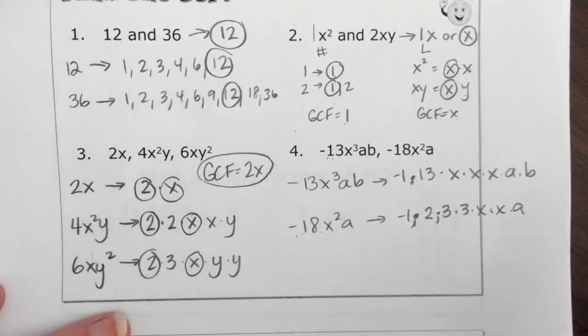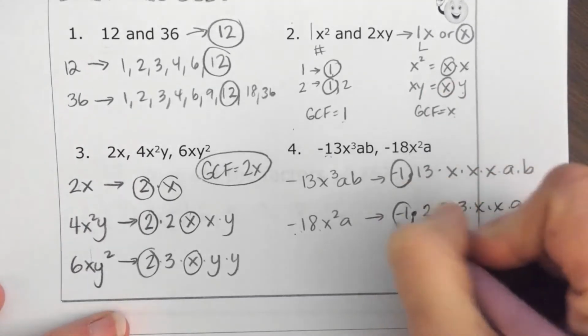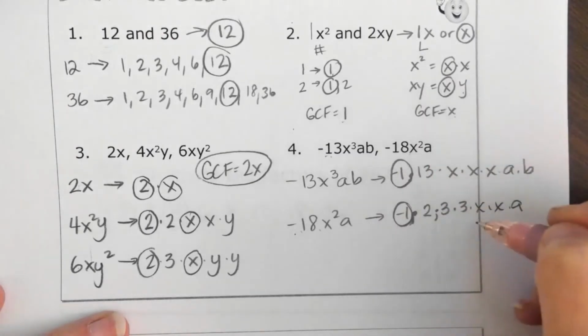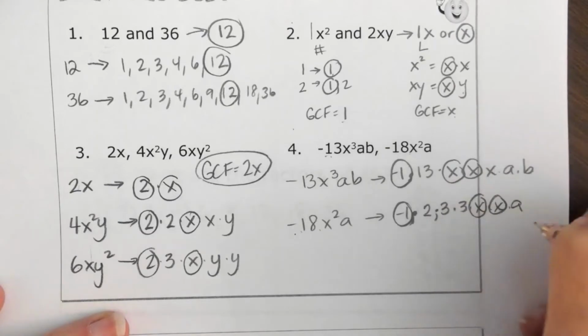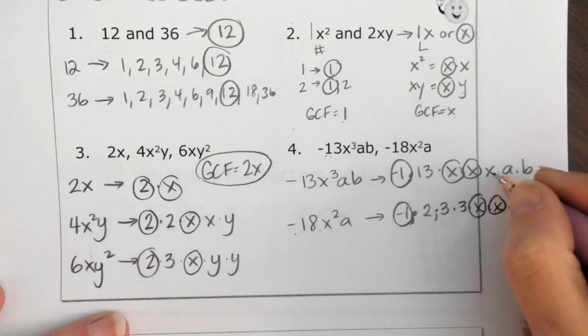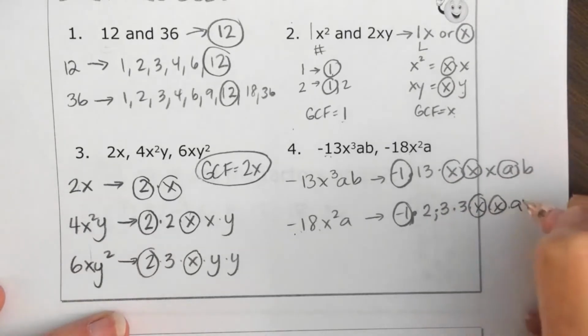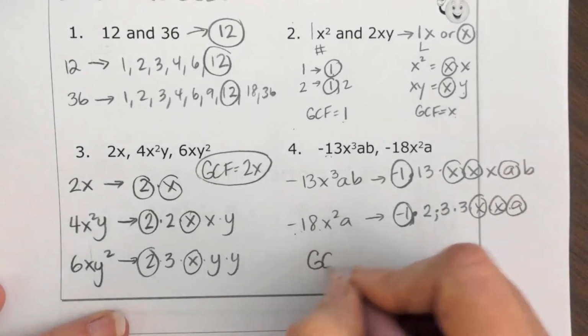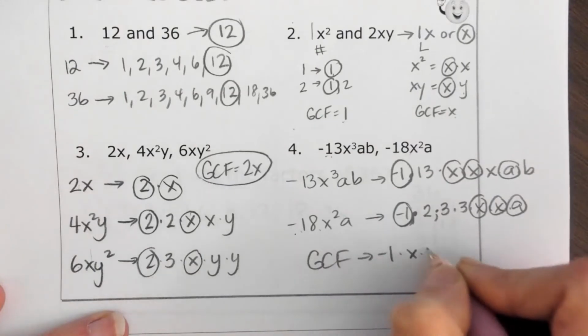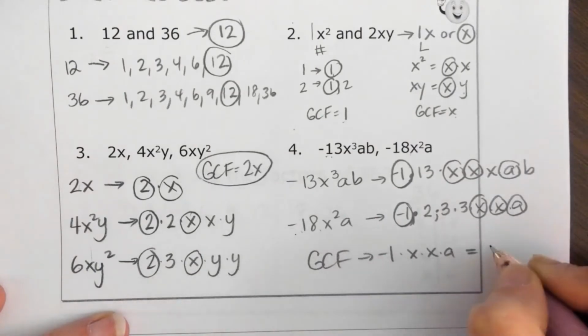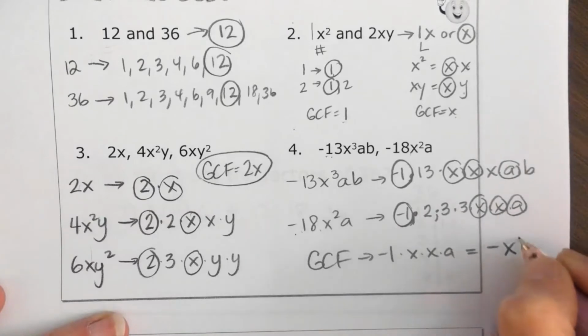So now I'm going to start collecting things they have in common. They both have a -1, but they don't have any more numbers in common. They both have an x. They both have another x, but they don't both have another one after that. They both have an a, but they don't both have a b. So when I write that down, my GCF is -1 times x times x times a, which is negative x squared a.